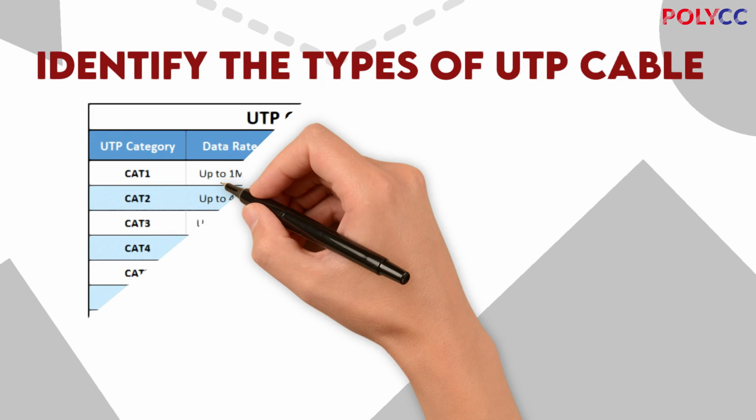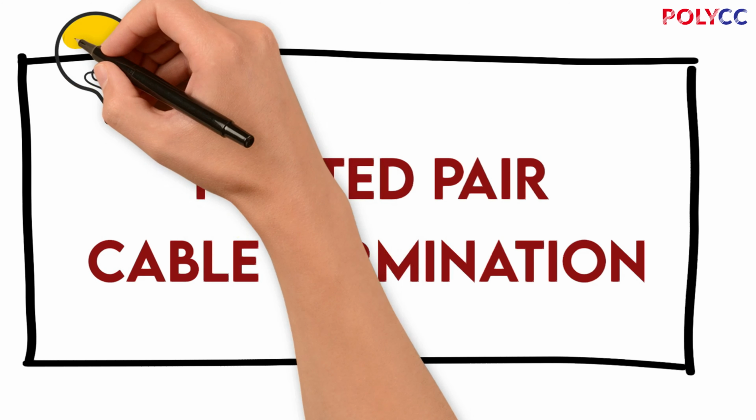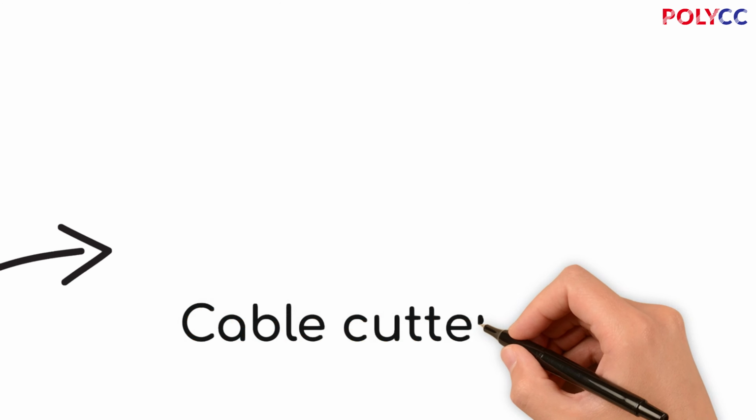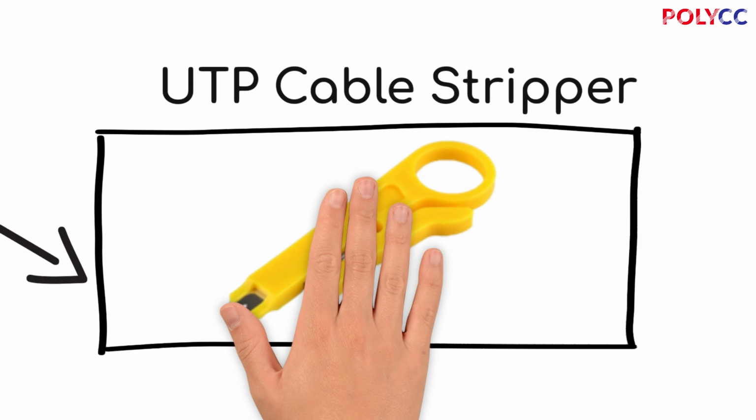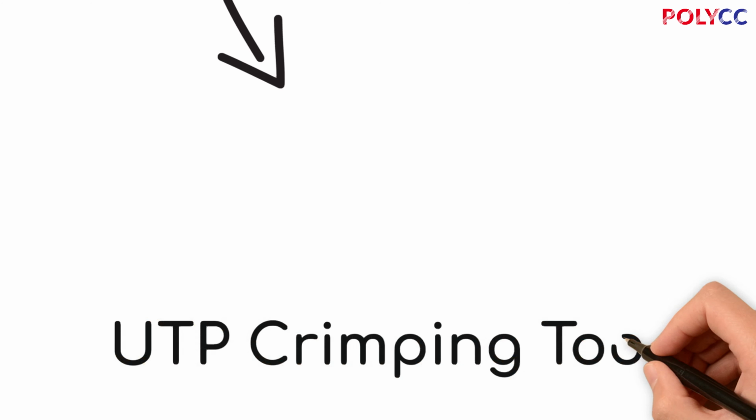Okay. Now let's check the equipment for termination of UTP cable. The tools which will be used include a cable cutter, to properly cut either wire or cable. UTP cable stripper, to remove the cable jacket without damaging the internal conductors. UTP crimping tool, to terminate UTP cable with our RJ45 connector. Our RJ45 connector.